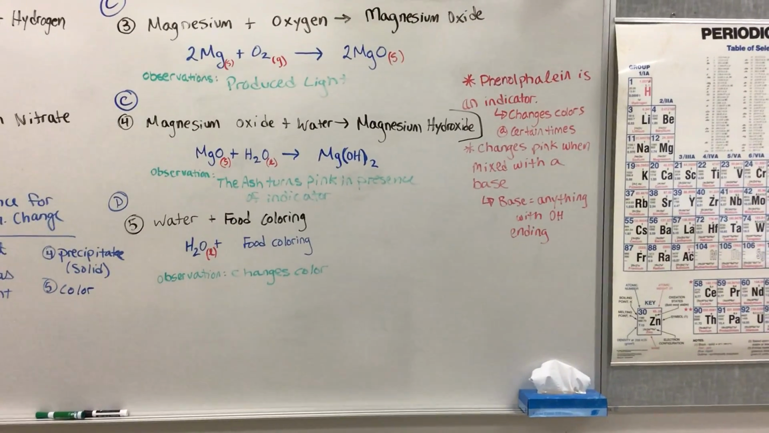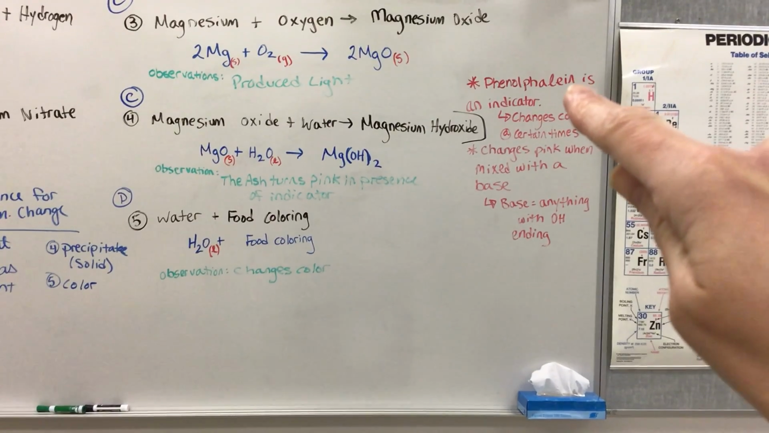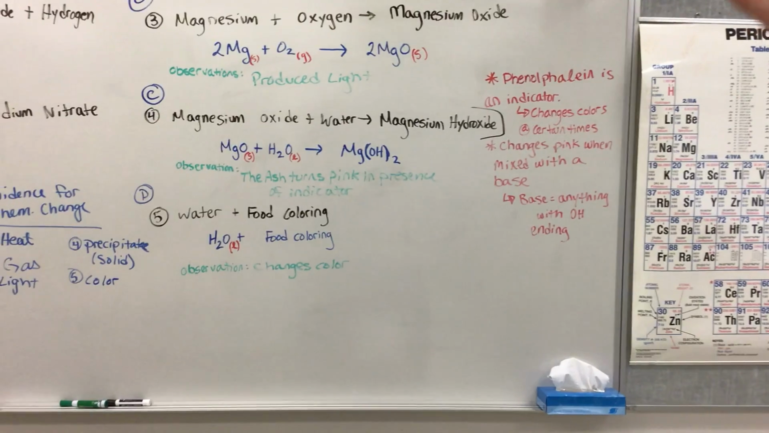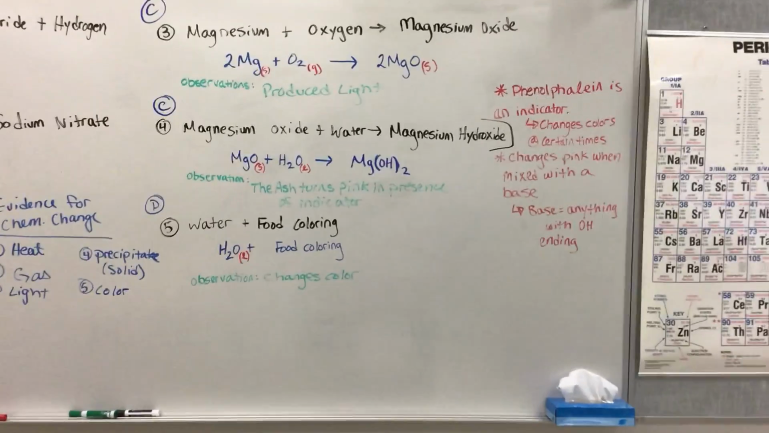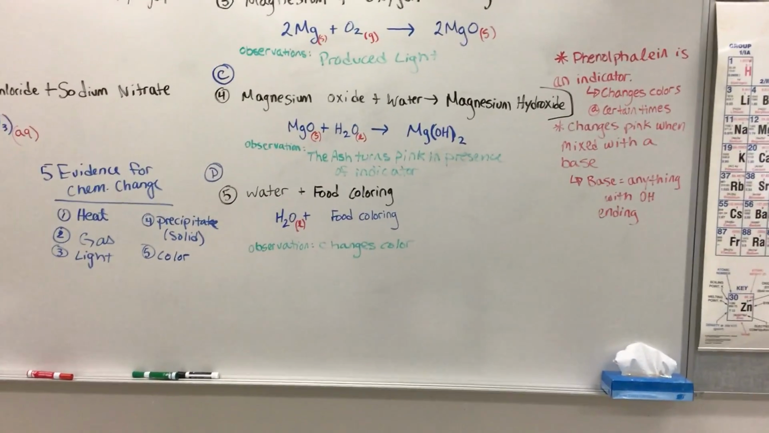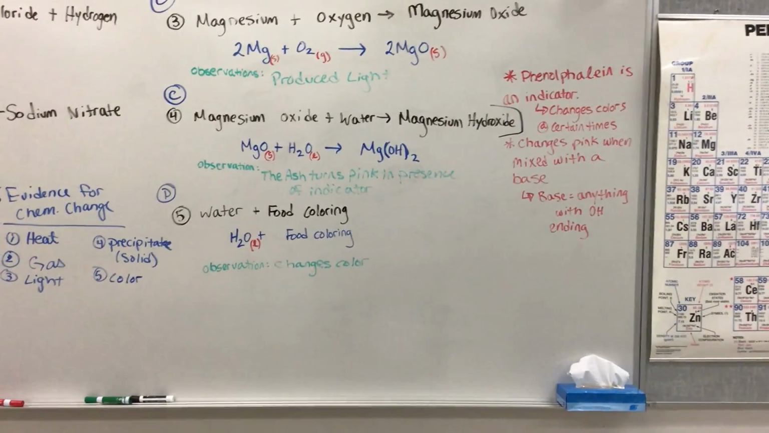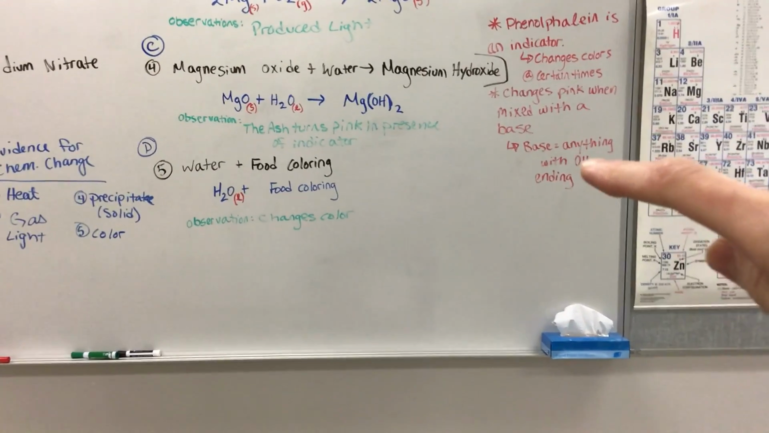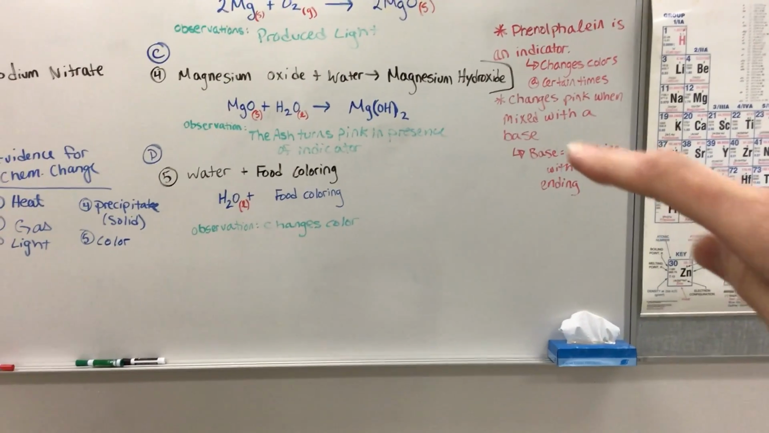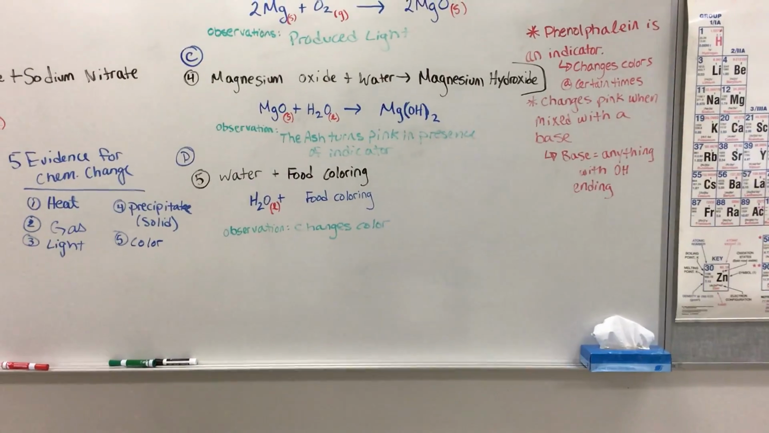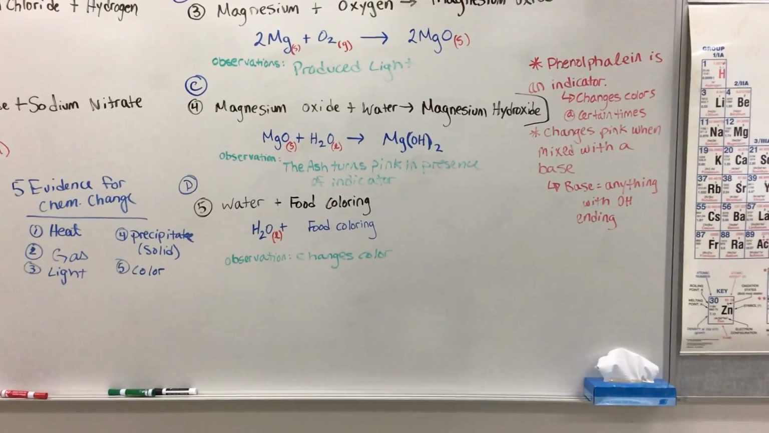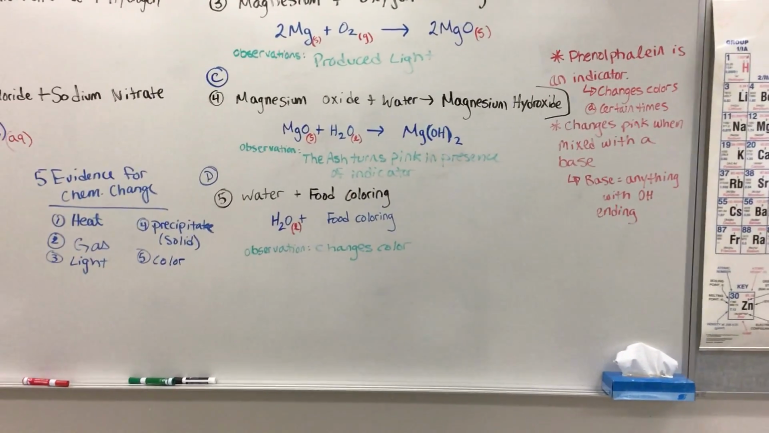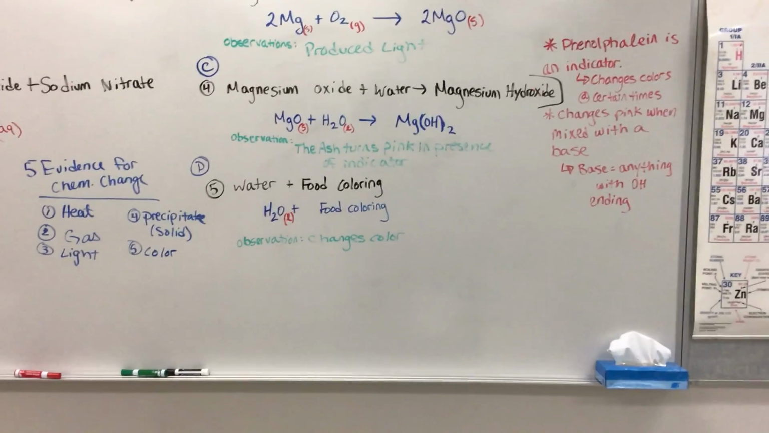So over here on the sideboard, it tells us phenolphthalein is an indicator. An indicator is simply something that changes colors at certain times, oftentimes when it's mixed with certain acids or bases, and we'll get to that when we do our acid and base unit. So it changes pink when it's mixed with a base. So anything that has an OH ending is a base, and so if you see right here, magnesium hydroxide is a base.